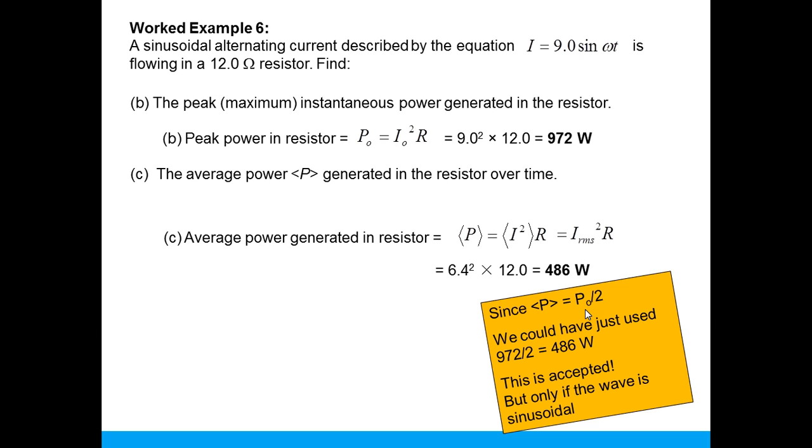In part C, we could have simply calculated the average power as half of the maximum power if we had remembered this equation. So there is more than one way to reach the result. You could calculate it by taking half of the maximum power, or calculate the average power from the root mean square value. However, the point here is that P0 over 2 is the average power only if the wave is sinusoidal.